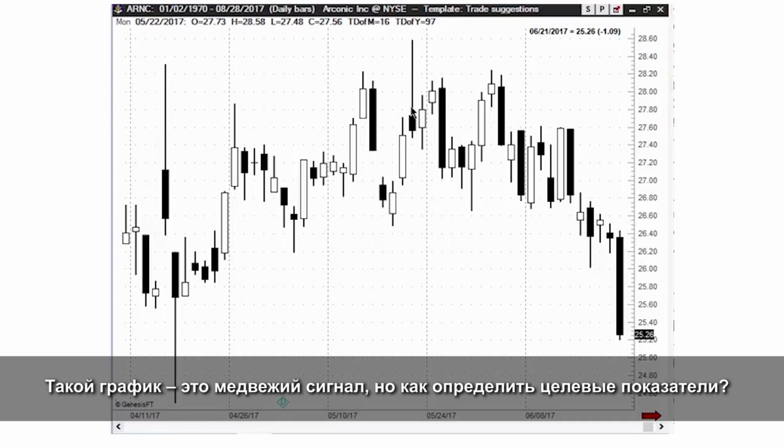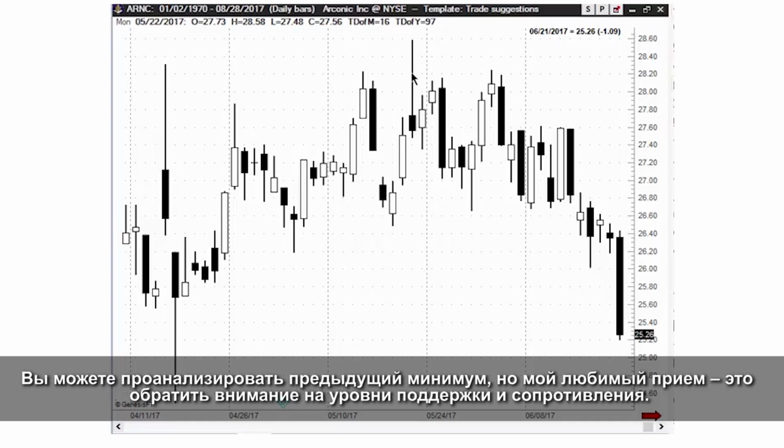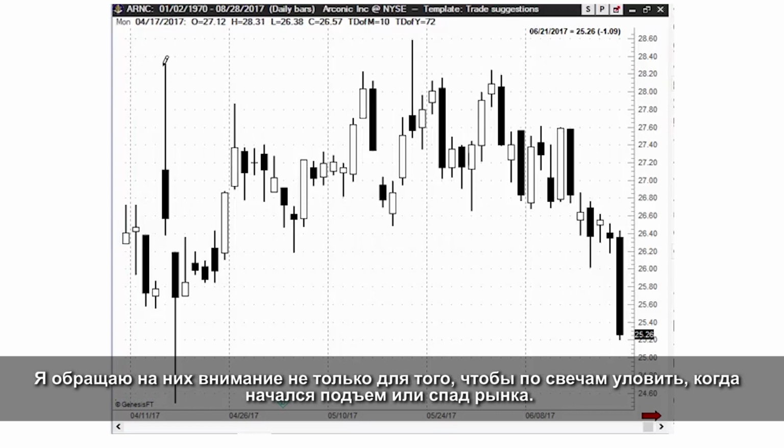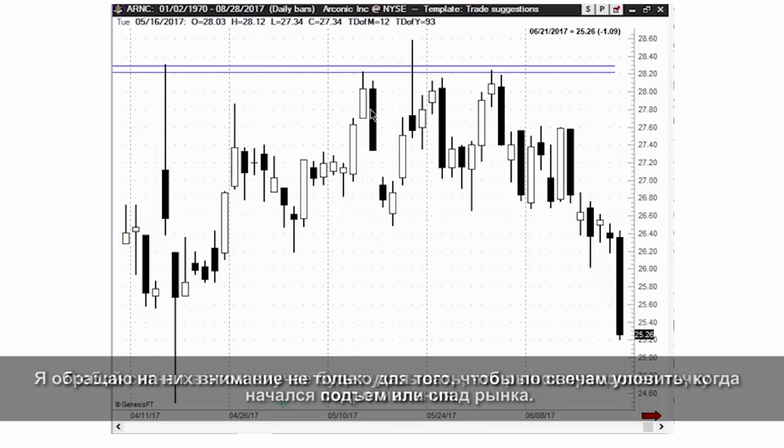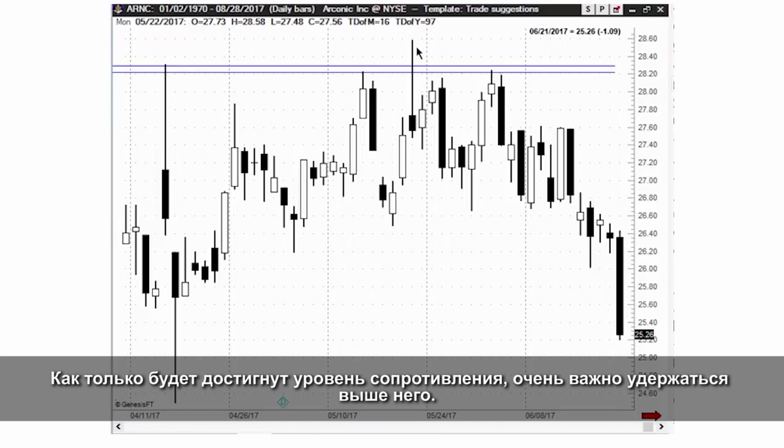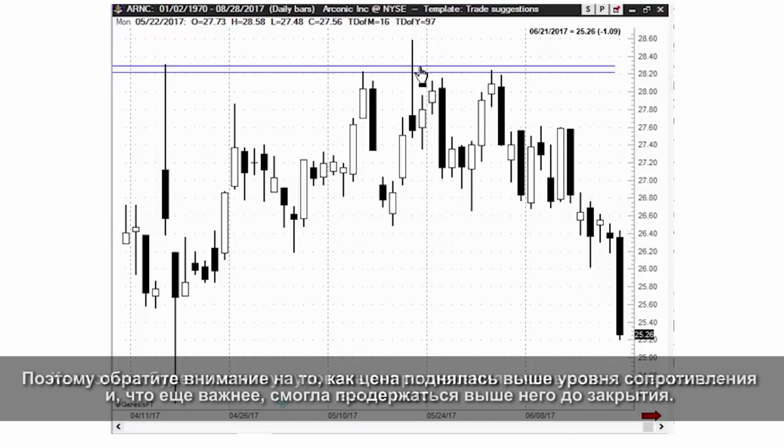And how do you get a target though? Well, one thing we could look at is the recent low, but one of my favorite things to look at is horizontal support and resistance, and not only because I look for candles to confirm support or resistance, but to see if a signal, not only a candle signal, but any signal gives us an indication the market got above resistance. And once you get above resistance, it's important to hold above that. So notice how it pushed above resistance, and it was really important to hold above this level into the close.